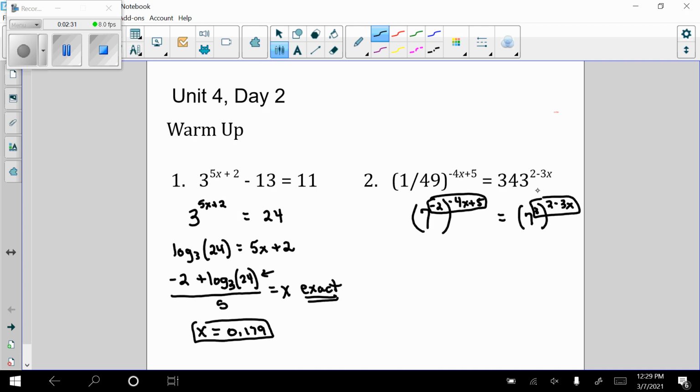So if I take negative 2 times negative 4, I get 8x minus 10. And I'm multiplying by 3 here, so I get 6 minus 9x. Gather my x's, move my constants, so I get 17x equals 16. So x is equal to the exact value of 16 over 17. All right, there's a quick review of those.